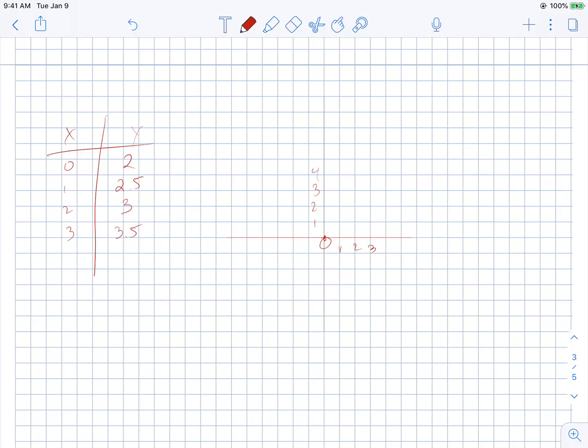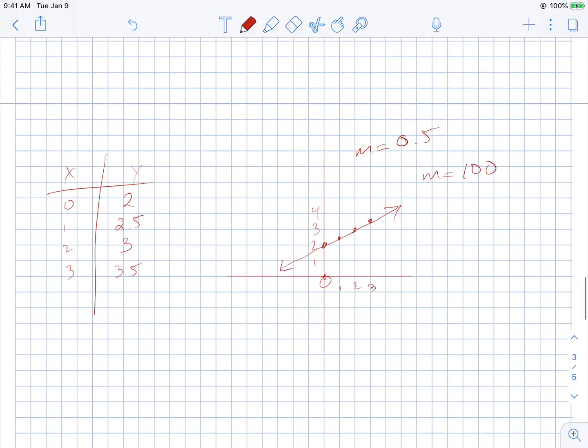So perfect. So when x is 0, y is 2. When x is 1, y is 2.5. When x is 2, y is 3. And when x is 3, so it's a nice slow slope. And we know it's going to be a slow slope because our slope is only 0.5. It's 1/2. If our m was 100, this thing would be shooting up like that, super, super sharp. So the lower our slope is, the flatter our line is going to be.